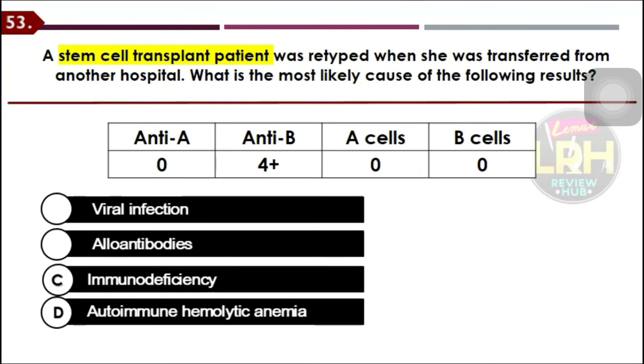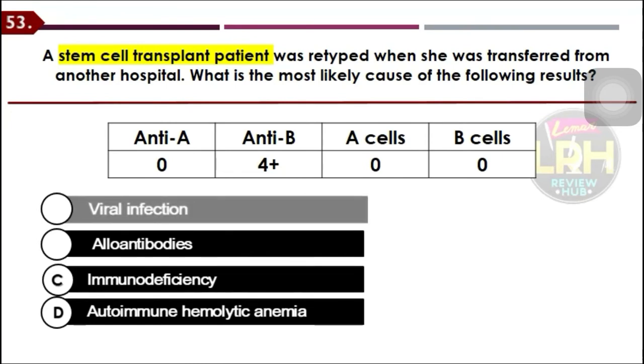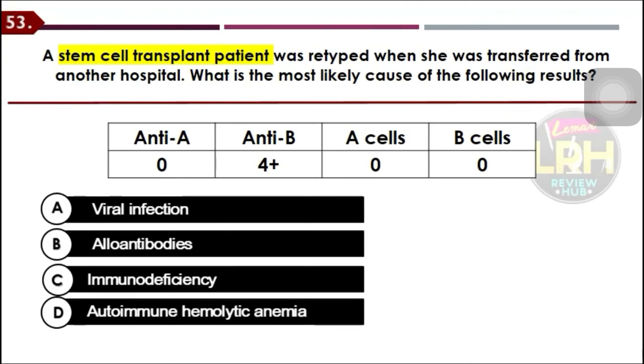So what do we need to consider? Aside from the patient history, this may be due to immunodeficiency states. For number 53, we have letter C. Again, 53, letter C.